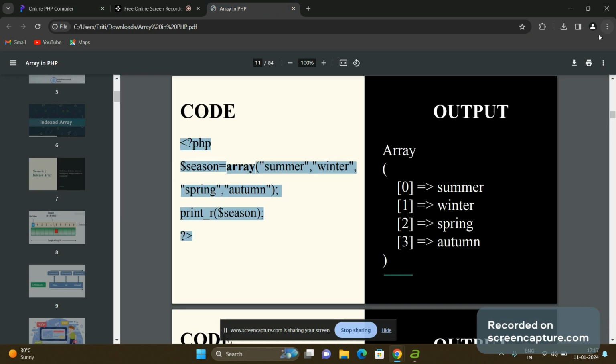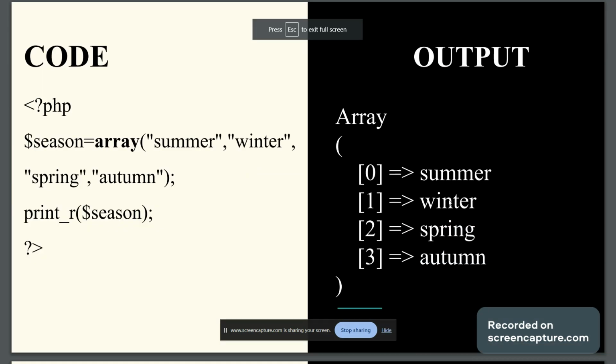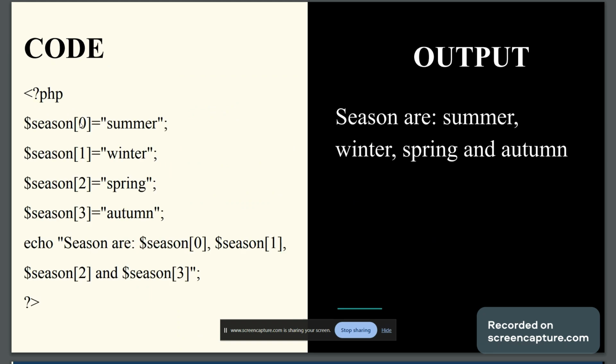Now next, we can create an array by giving the individual index or subscript. Suppose I have a dollar season array, because it is a square bracket, it is an array. I can give the index or subscript in the bracket, and the equal to operator is used to assign the values in it. So we have to write the code for each and every index, and that we can print.